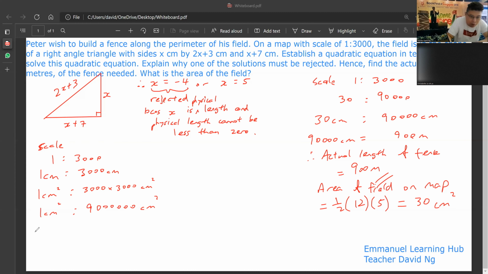30 cm square, right? And 30, then 6 0. Okay, don't forget this is still in cm square. So the actual area of the field is this. That's the actual area of the field. But I want to convert it to meter square, right? I want to convert this to meter square.